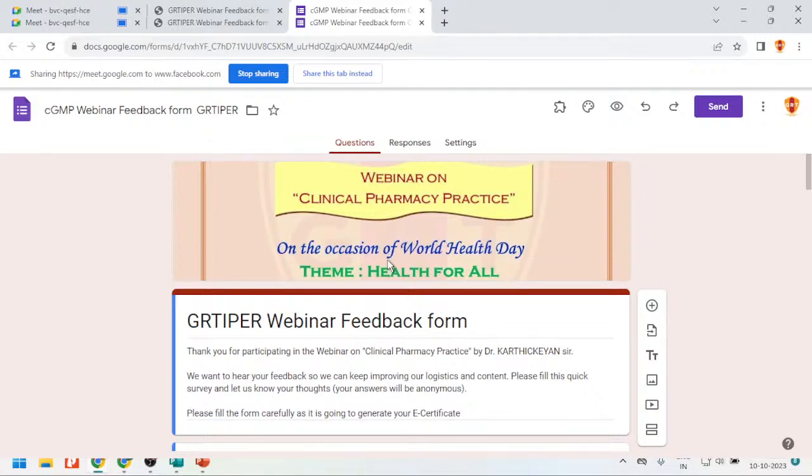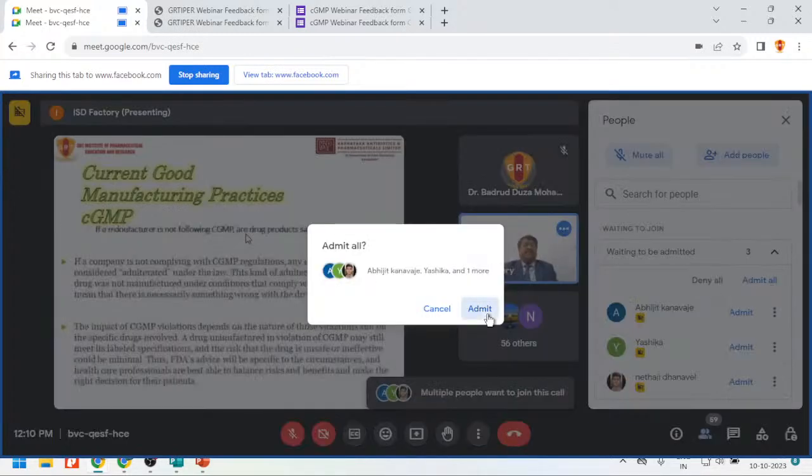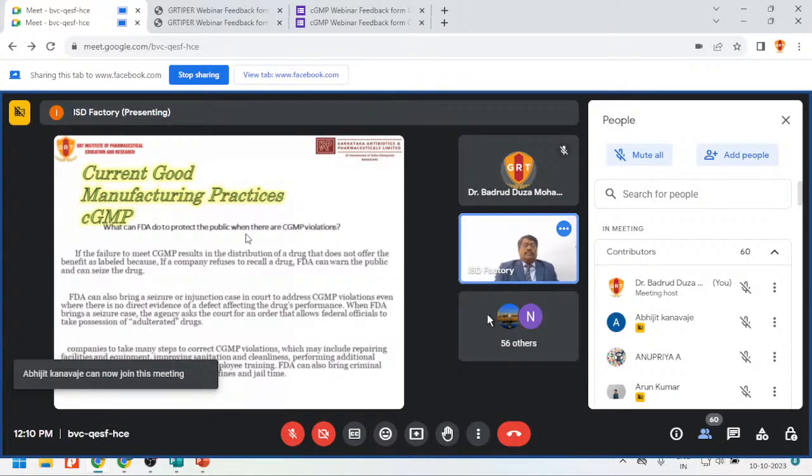How does the FDA determine if a company is complying with the CGMP regulations? The FDA inspects pharmaceutical manufacturing facilities worldwide, including facilities that manufacture active ingredients and the finished product. Inspections follow a standard approach and are conducted by highly trained FDA staff. So the FDA will use the reports to identify sites for which an inspection or investigation is needed. Most of the companies we are following are inspected to be fully compliant with the CGMP regulations.